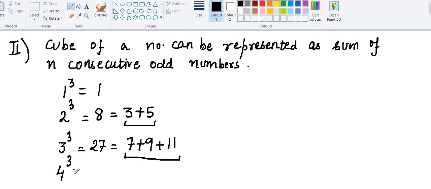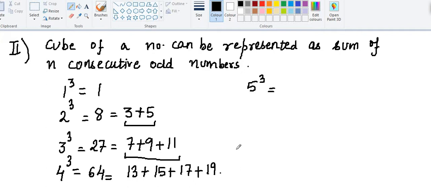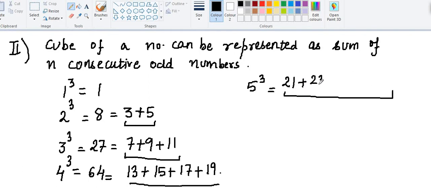4 cube is 64. What will 64 be equal to? It will be equal to 13 plus 15 plus 17 plus 19. सर, ये जो नंबर है ये नहीं बताता कौन से नंबर, बल्कि ये बताते हैं उनकी क्वांटिटी कितनी है. Similarly, if it is 5 cube, then you will start with what number? You will start with 21. And you will take 5 consecutive odd numbers: 21, 23, 25, 27, 29.